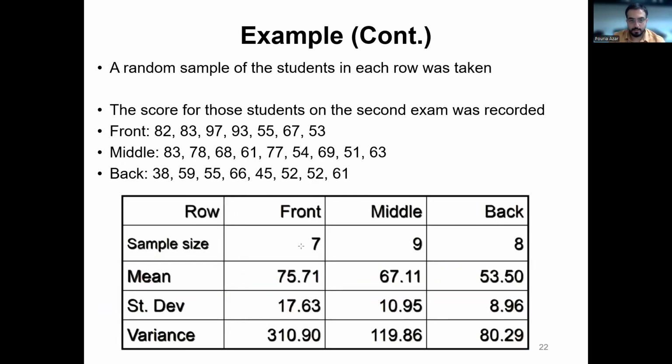So this is our example, and these are our test scores: front, middle, and back row. A random sample of the students in each row was taken. The score for those students on the second exam was recorded. If you look at the table, we have row: front, middle, and back. We have the sample size for each row, and we have the mean of the scores, the standard deviation, and the variance of the scores for each row in the classroom.